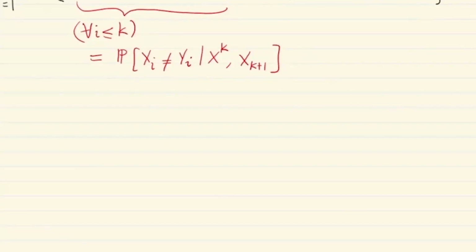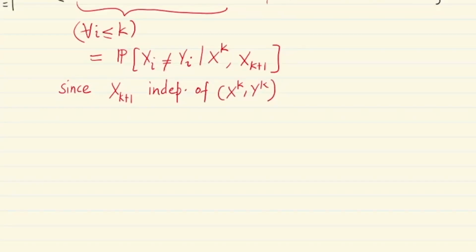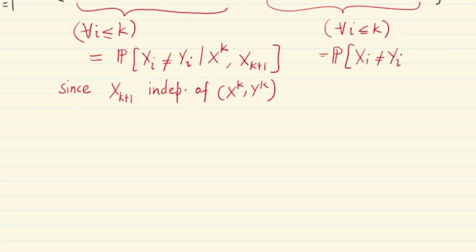So since xk plus 1 is independent of xk, yk, that's the reason. For the other term, the conditioning on yk plus 1, for any i at most k, this is just equal to the probability that xi not equal to yi.